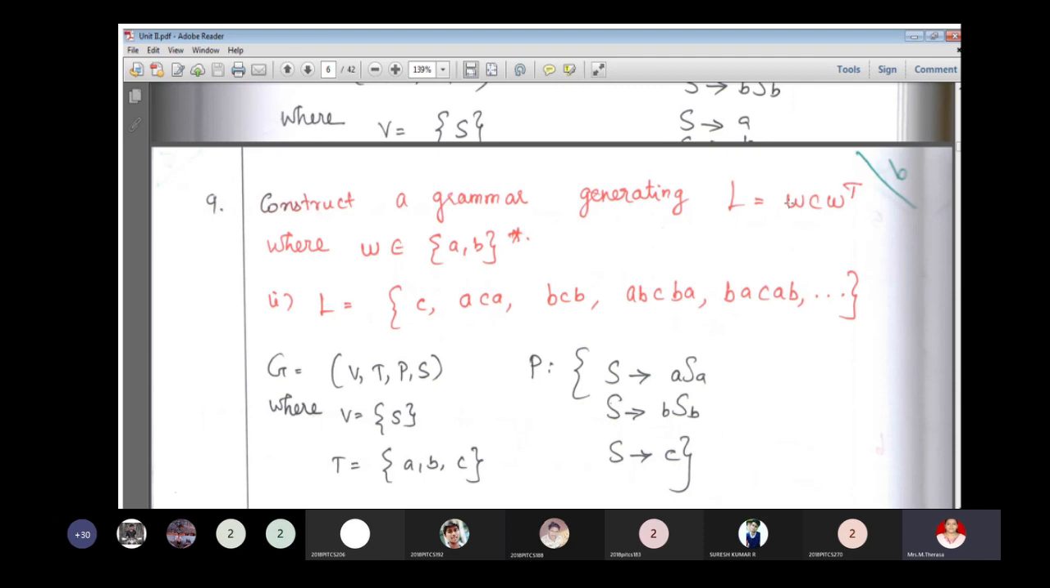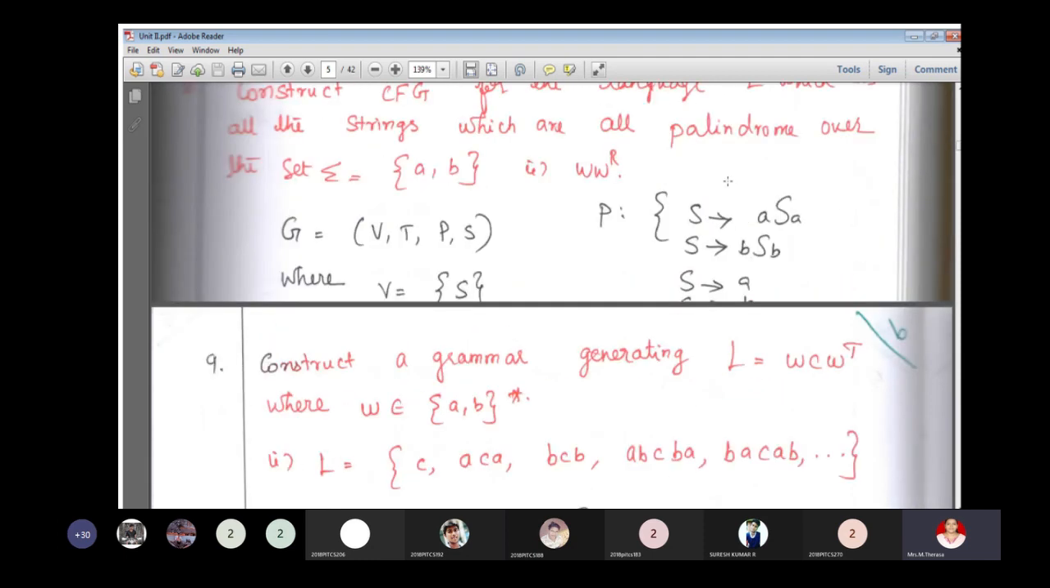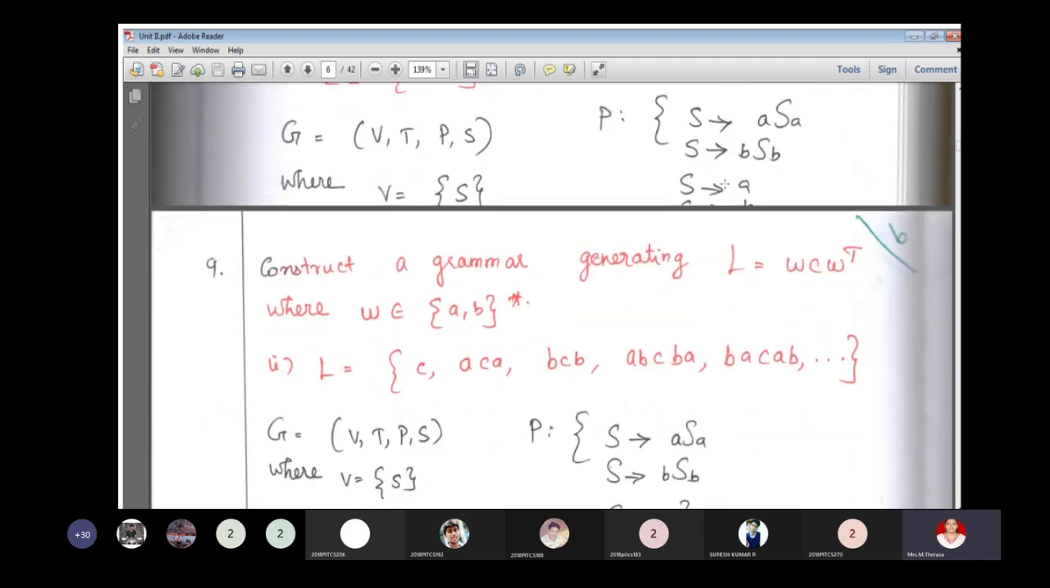Suppose you have W as A, then ACA. If you have W as B, then BCB. Suppose you have W as AB, then ABCBA. Okay, transpose or reverse. So how can we generate a grammar for that? The previous thing you can take as such, but in the middle you should have a C.